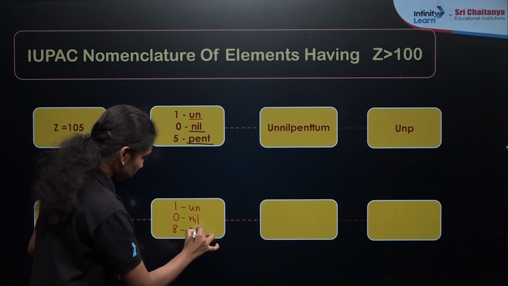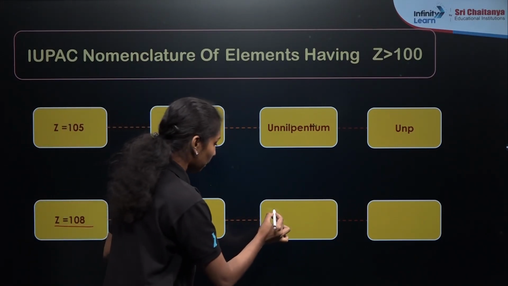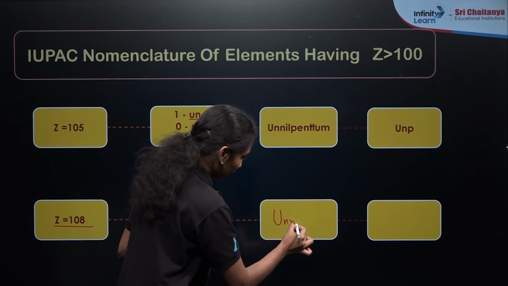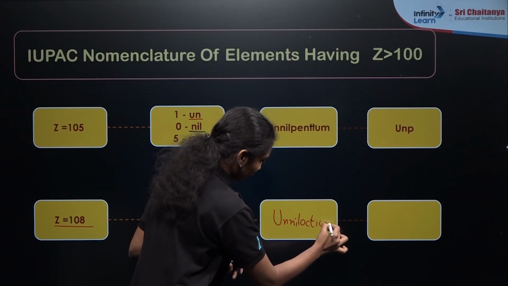8 will be oct, right? So this will be the word root according to the digits in the atomic number. Then what will be the name? Un, nil, oct, ium, right? ium is the end name here.